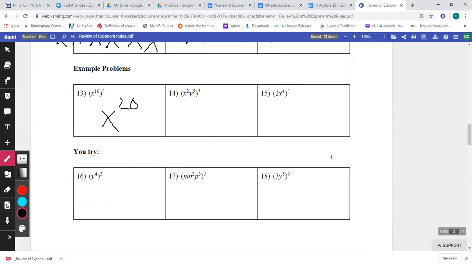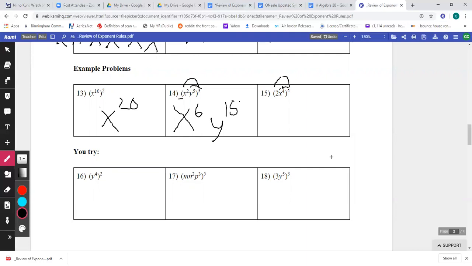Now for number 14, if you have two things in here, this 3 needs to be brought into both terms here. So this will become x to the 6th because I multiply it, and it becomes y to the 15th because I multiply it when it's power to a power. Number 15, once again, you need to bring the 4 into both.